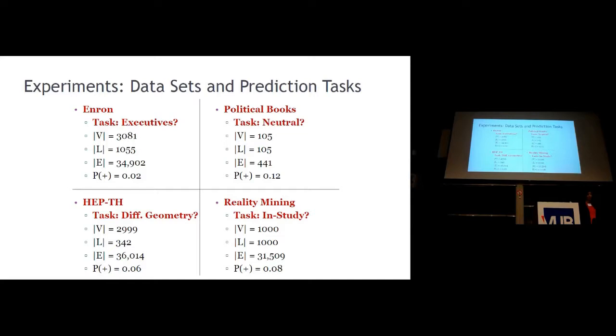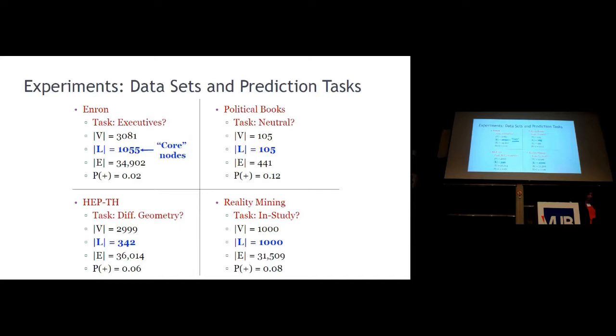HepTH is high energy physics, and the topic was whether the paper is a differential geometry paper or not. This is a citation network. And reality mining was an MIT study, and the idea is whether you were in the MIT study or not, and it's based on phone calls.